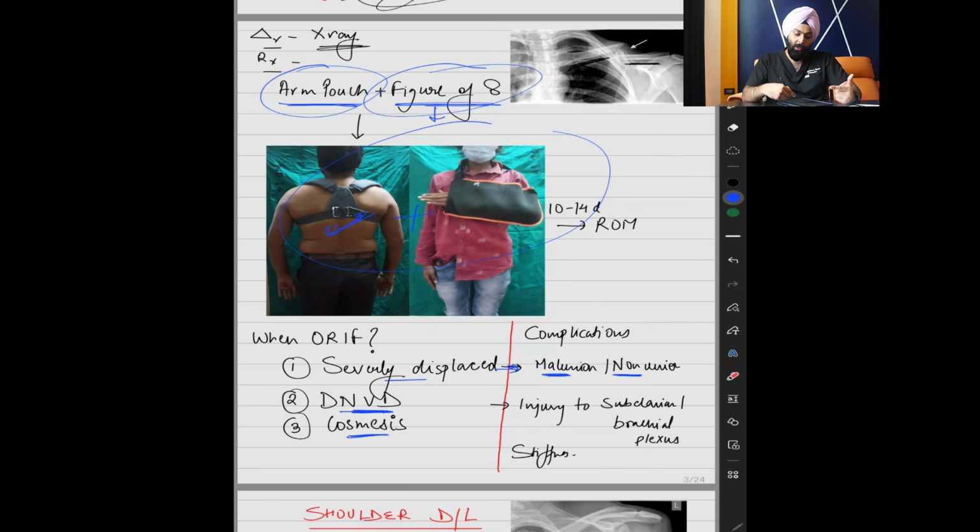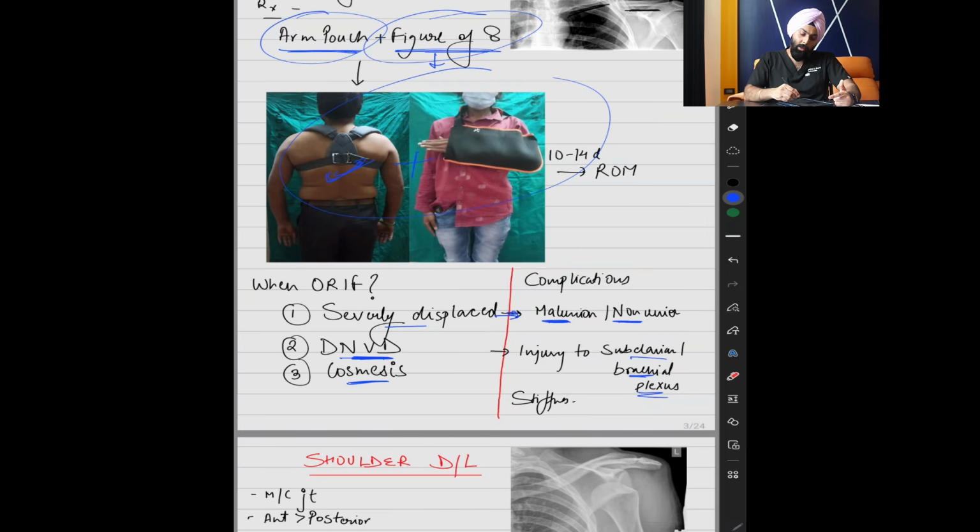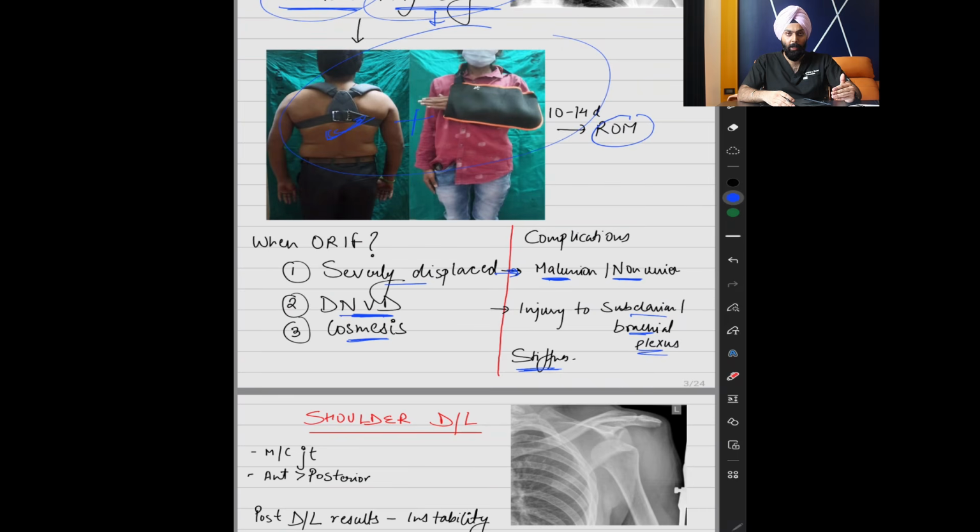Distal neurovascular deficit, we have subclavian and brachial plexus around it. And again, agar we do not encourage the range of motion, the person can land up into stiffness of the joint. Okay, so that is pretty much about the clavicle fractures.